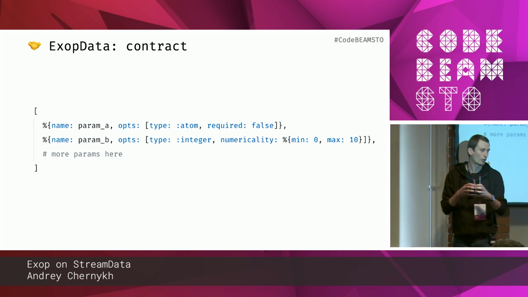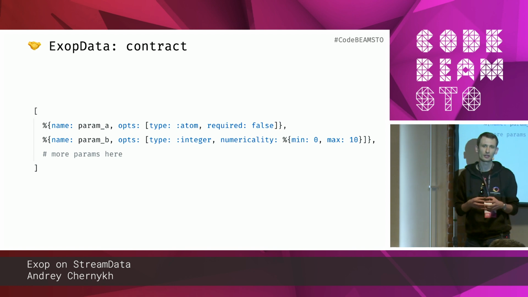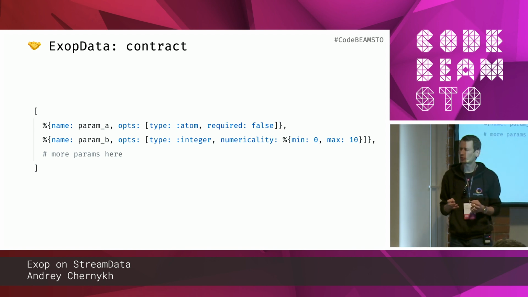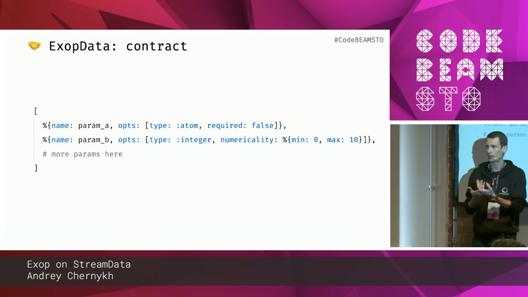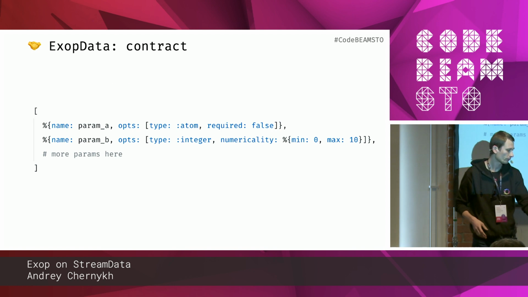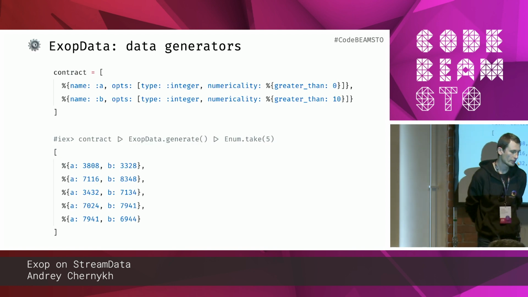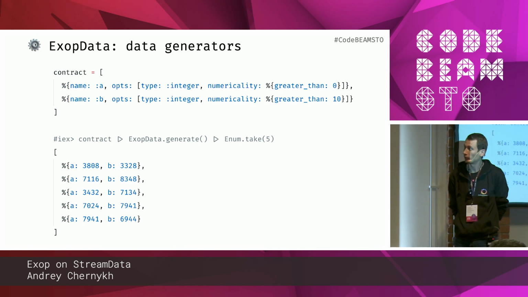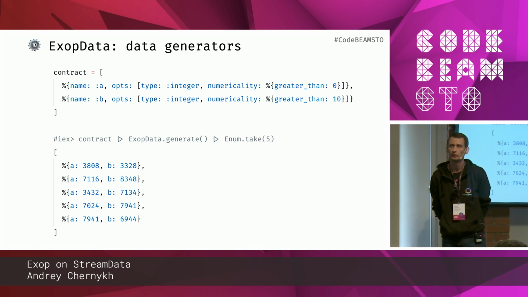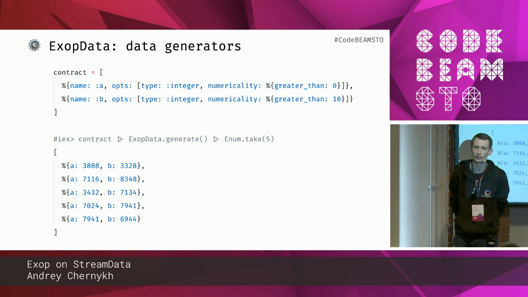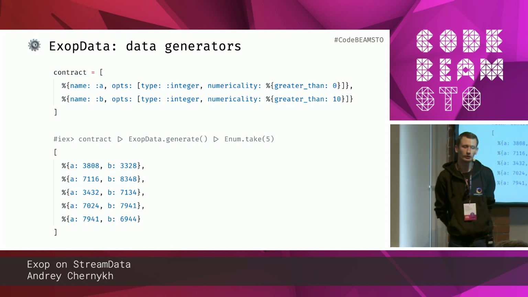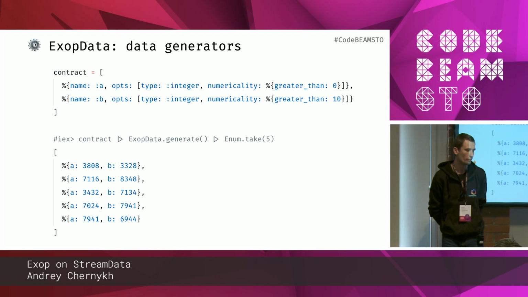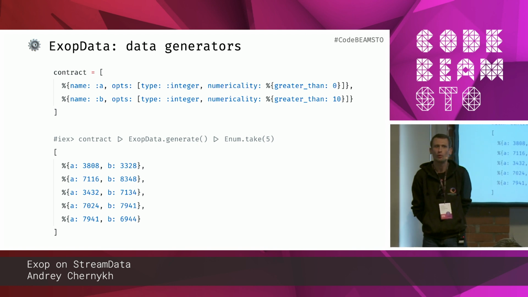ExopData awaits a contract as a major incoming attribute, and by this contract, ExopData generates corresponding parameters data. The library generates a map where each key is our parameter name, and the value is the data generated and valid for the corresponding checks. And there is the goal that has been set. One can use ExopData without Exop simply because I don't want to force anyone to use Exop.